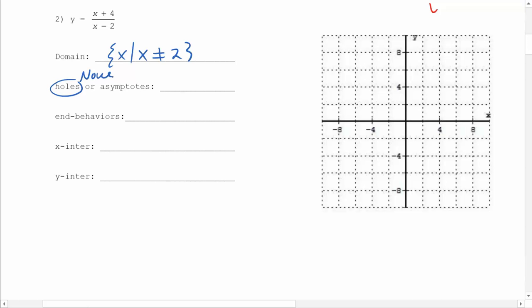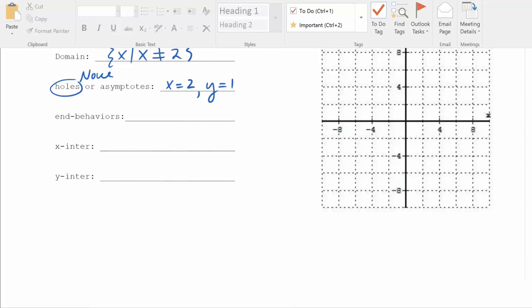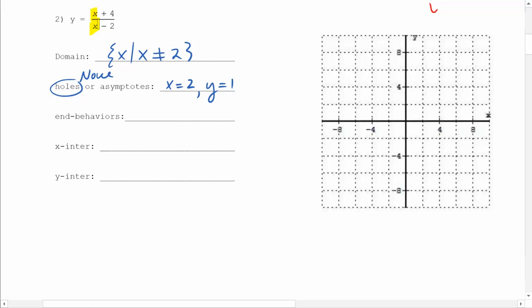Natalie, can you tell me if there's a vertical asymptote? Yeah, x equals 2. Is there a horizontal asymptote? Anybody know? Lindsay, is there a horizontal asymptote? Oh yeah, y equals 1. Why is it y equals 1? Because x divided by x. Perfect. Yes, because x divided by x, the leading terms is 1.